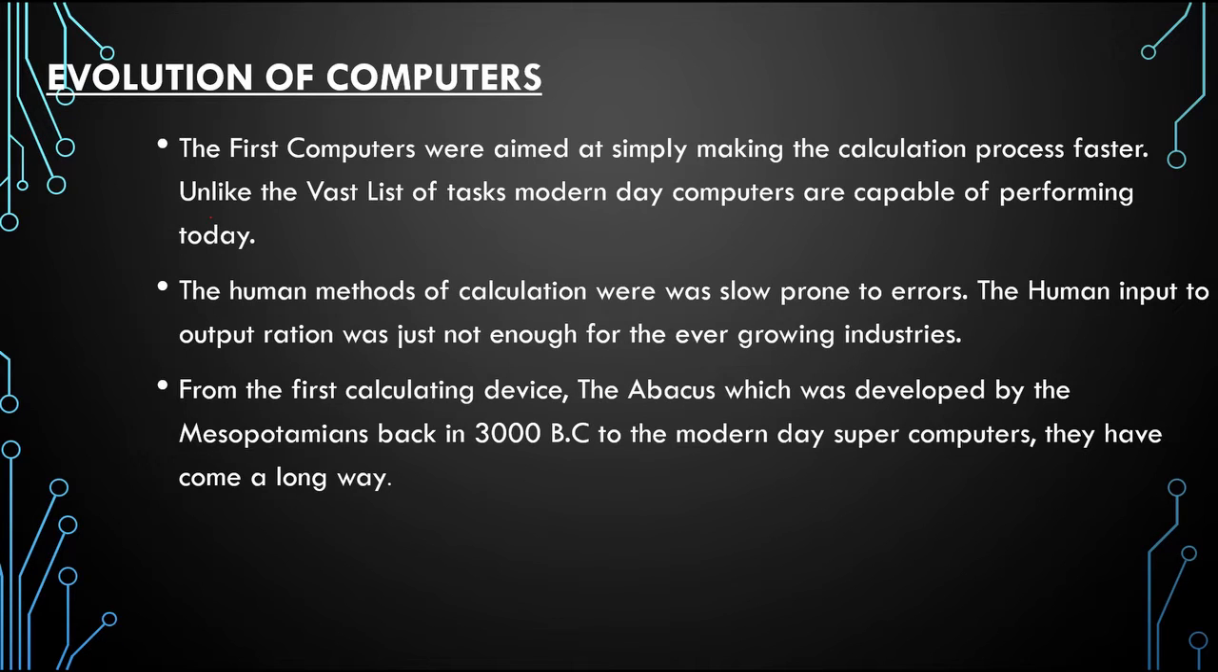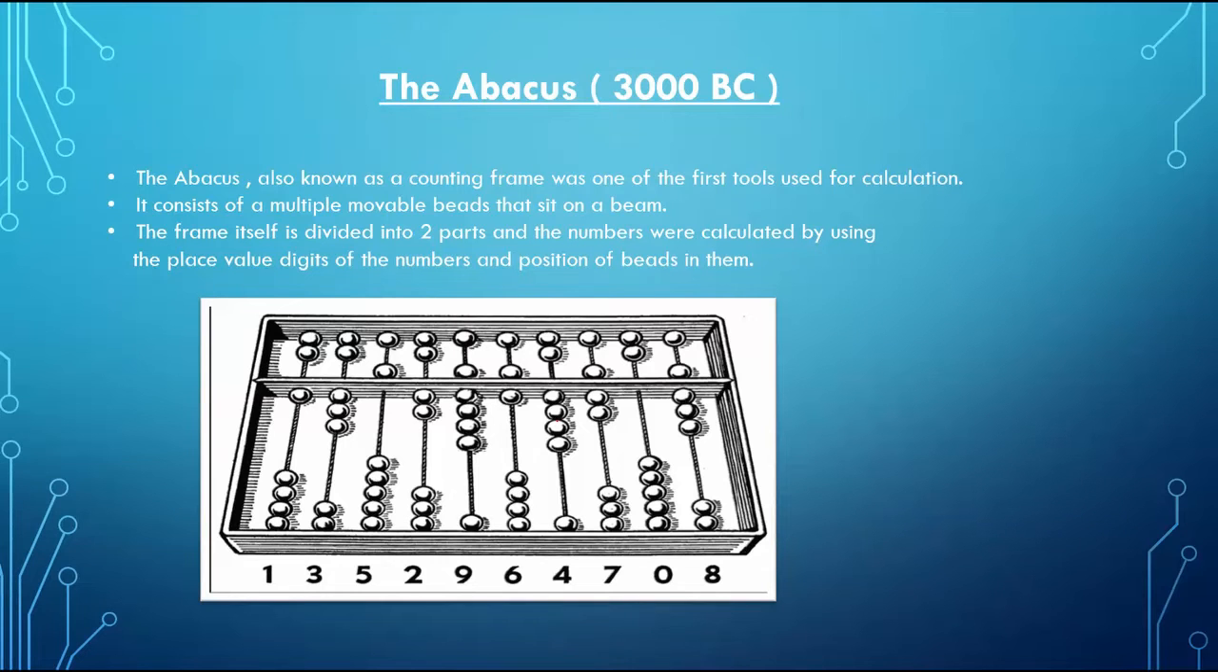Now let's have a look at a few of these devices that were used as the first computers. The abacus, which was developed around 3000 BC, was also known as a counting frame, and it had multiple movable beads that sat on a beam. The frame itself is divided into two parts, and the numbers were calculated by the place value of digits of the numbers and positions of beads in between them. Now, we will not be going into an in-depth explanation of how the device works, as we have more important things to consider. So let's move on to the next slide.